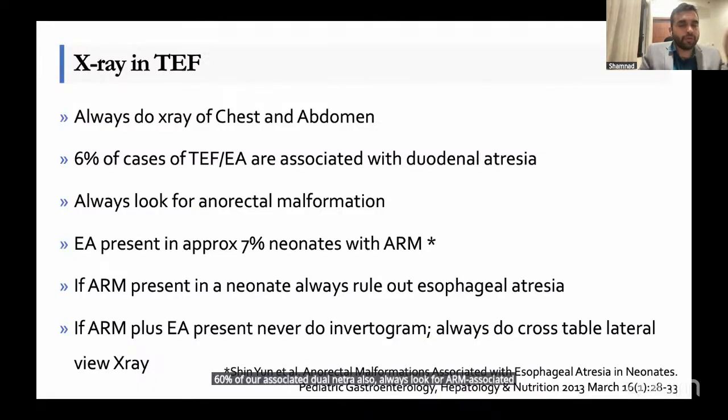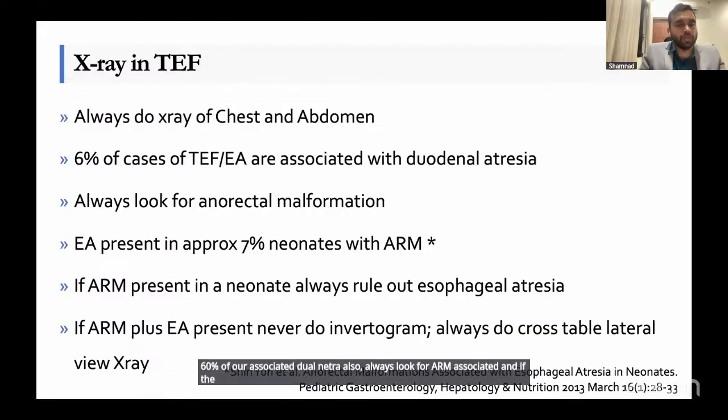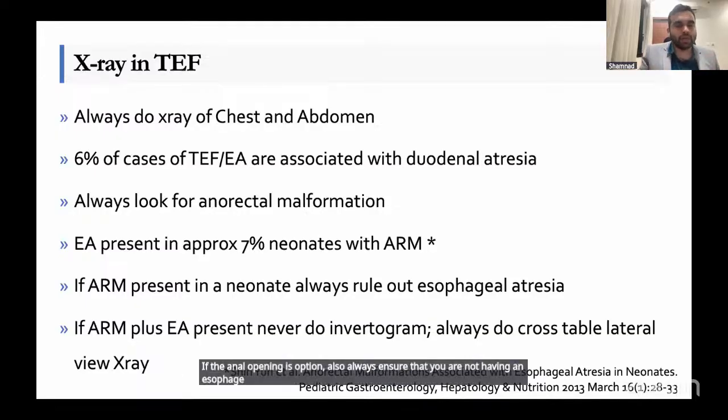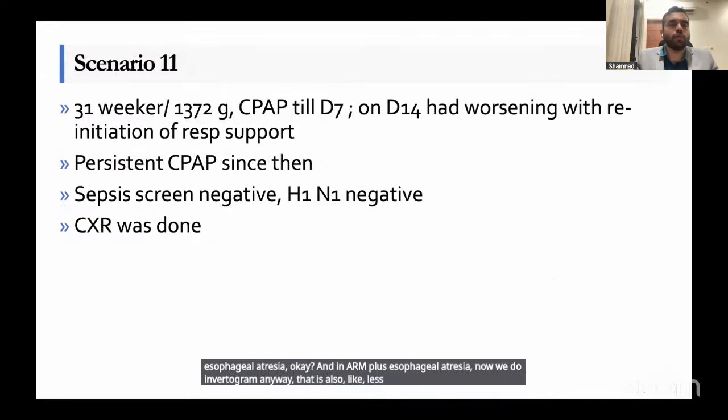And also, in 7% of neonates with ARM, they will have esophageal atresia. So in case of TEF, always look at the anal opening. If the anal opening is absent, also always ensure that you are not having an esophageal atresia. And in ARM plus esophageal atresia, never do invertogram. Anyway, that is also less being done for ARMs nowadays.